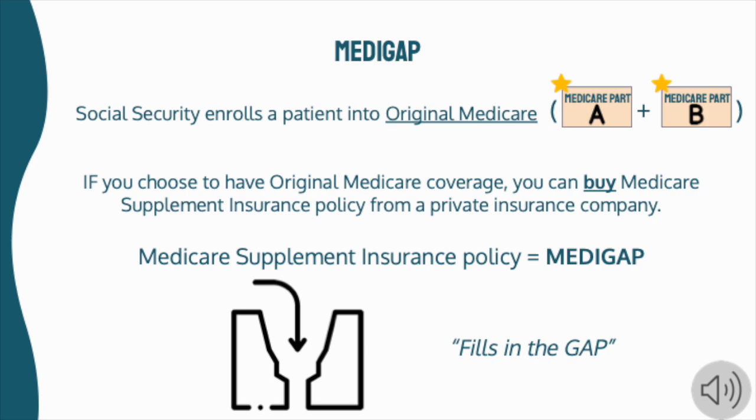Medigap is sold by private insurance companies to fill in the gaps in the original Medicare Part A and Part B coverage. Individuals choose to purchase a Medigap policy to pay for some of the healthcare costs that Medicare doesn't, such as copayments. You must have Medicare Part A and Part B in order to buy a Medigap policy.